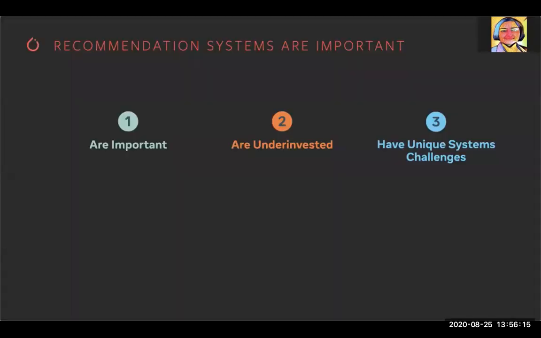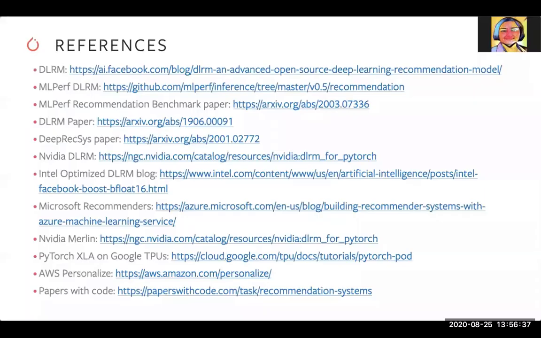So I hope I got the message across on the importance of recommender systems. They are underinvested, have unique system challenges, and now with the benchmarks and data sets, doors have been opened for you all to innovate and do novel research for new types of systems of the future. I would like to leave you with a few references.